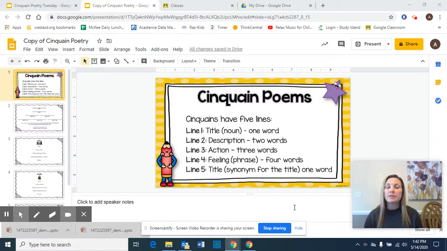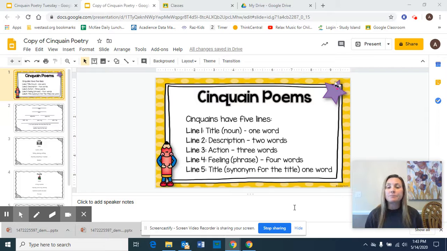Line 2 describes the noun, so you're going to use adjectives here, and you're going to pick 2 words. Line 3 is your action words, which are your verbs. You're going to pick 3 words, and then you're going to add ing to the end. Line 4 is a feeling or a phrase. It's usually 4 to 5 words.